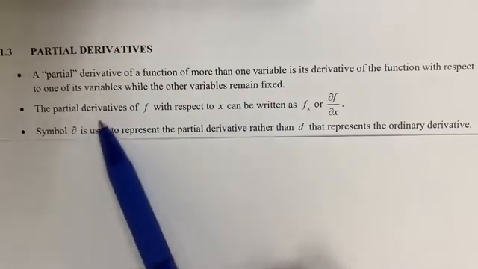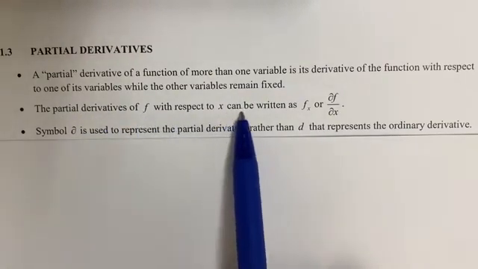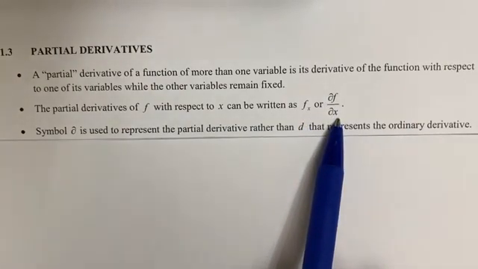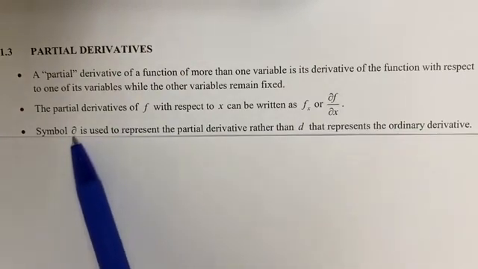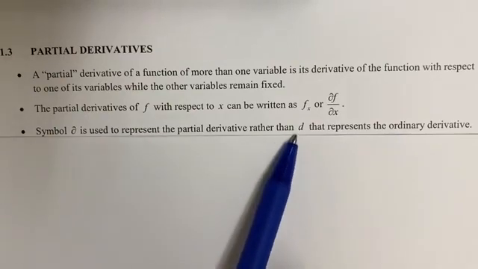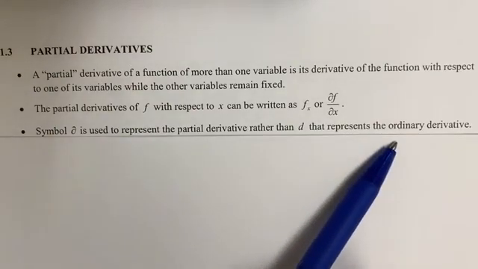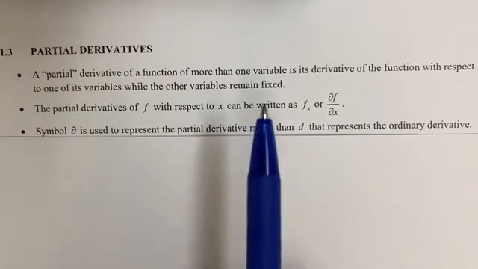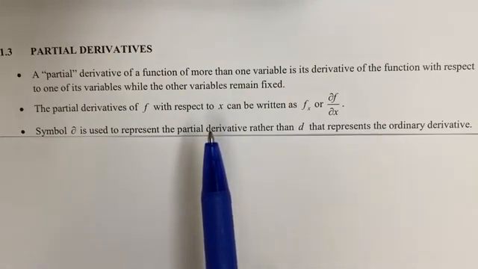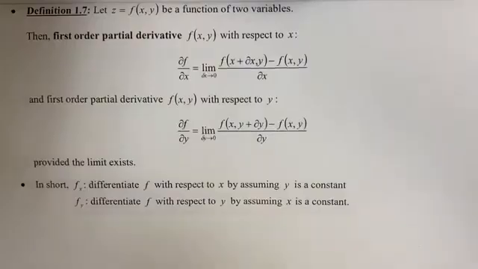Okay, so the partial derivative of f with respect to x can be written as fx or del f over del x. The symbol del is used to represent the partial derivative rather than d, which represents the ordinary derivative. I'm sure you have learned the difference between the partial derivative and ordinary derivative in the differential equation subject. But we will do the revision now to see what is the definition of first order partial derivative.